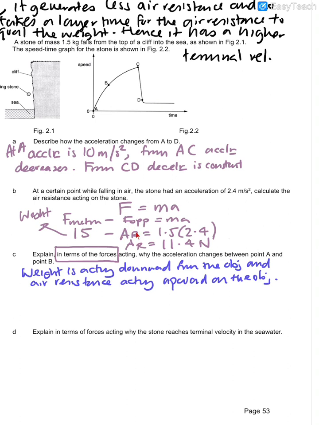Say, because the air resistance is increasing, then the weight does not change. Hence the resultant force is decreasing. So you follow this format to answer the question. First line, you say what the forces are. Next, you say how the air resistance changes, how the weight changes, then how the resultant force changes, and then as a result, how the acceleration changes.